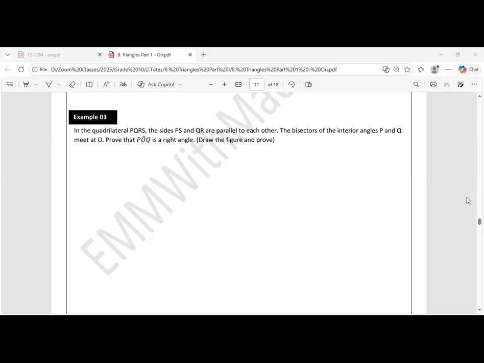This is from page number 10, Triangles Part 1. Example number 3. First of all, I will give you some heads up so that you can do this one.